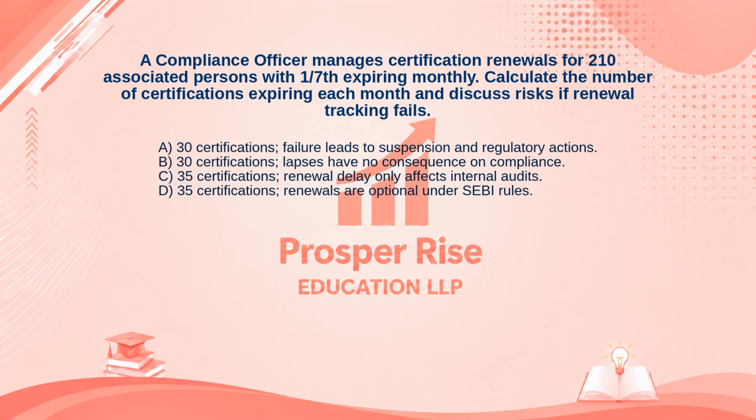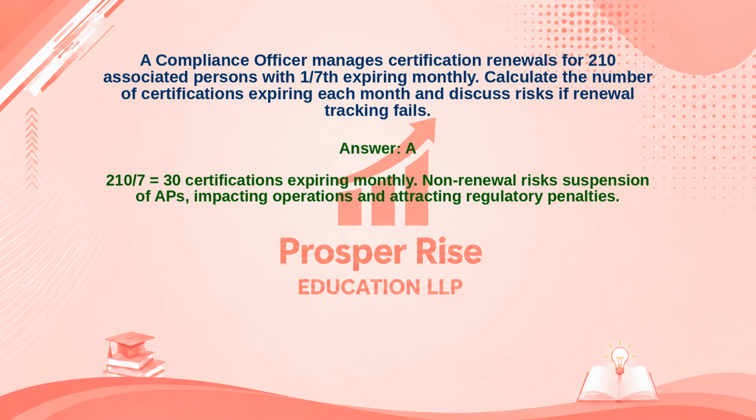The correct answer is Option A. Let's see why. 210 divided by 7 equals 30 certifications expiring monthly. Non-renewal risks suspension of APs, impacting operations and attracting regulatory penalties.